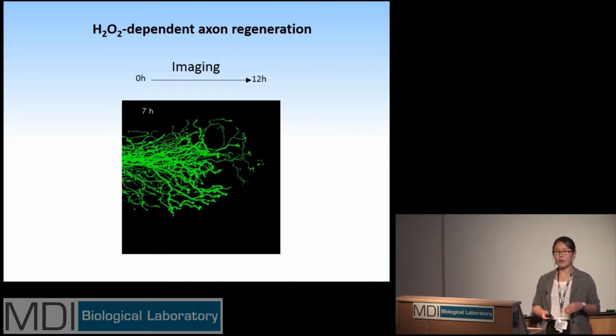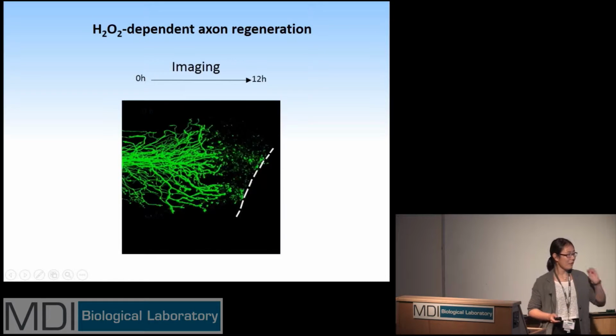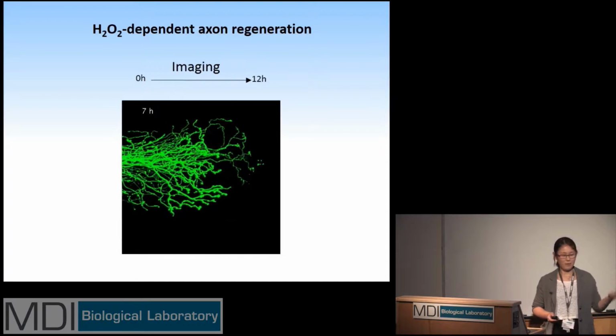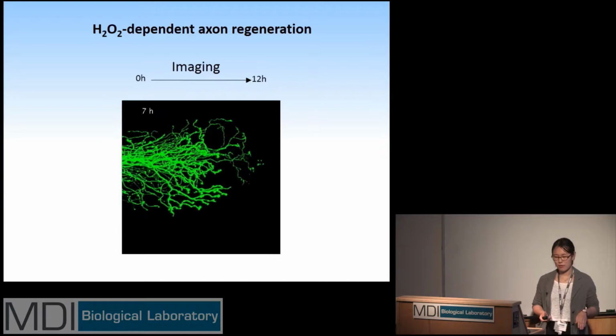In the video, you can see the axons marked with the green fluorescent protein grow exponentially with the presence of hydrogen peroxide after the amputation of the fin. But this growth does not happen without the presence of hydrogen peroxide. So now the question is why hydrogen peroxide is so important for the regeneration of axons.